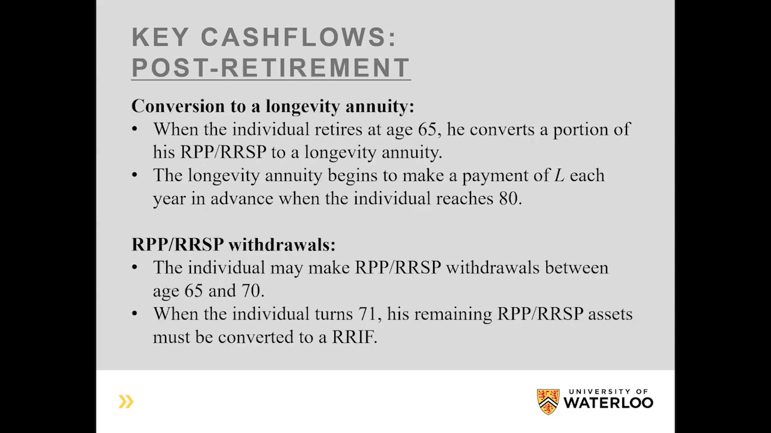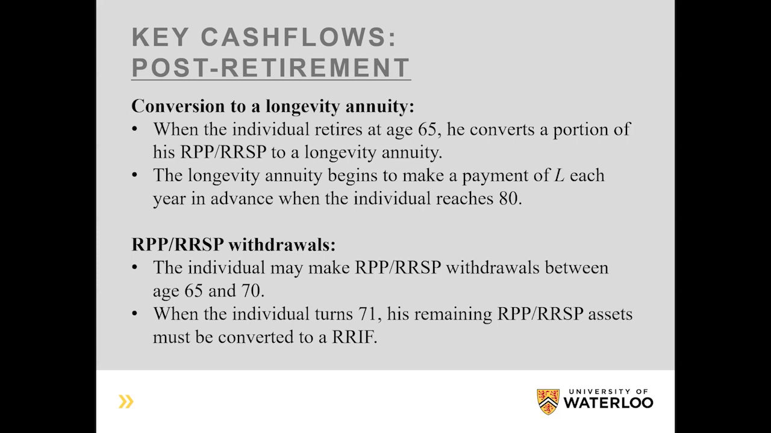Then we move on to the post-retirement cash flows. This includes, number one, conversion to a longevity annuity. When the individual retires at age 65, he converts a portion of his RPP and RRSP to a longevity annuity. The longevity annuity begins to make a payment of R each year in advance when the individual reaches age 80.